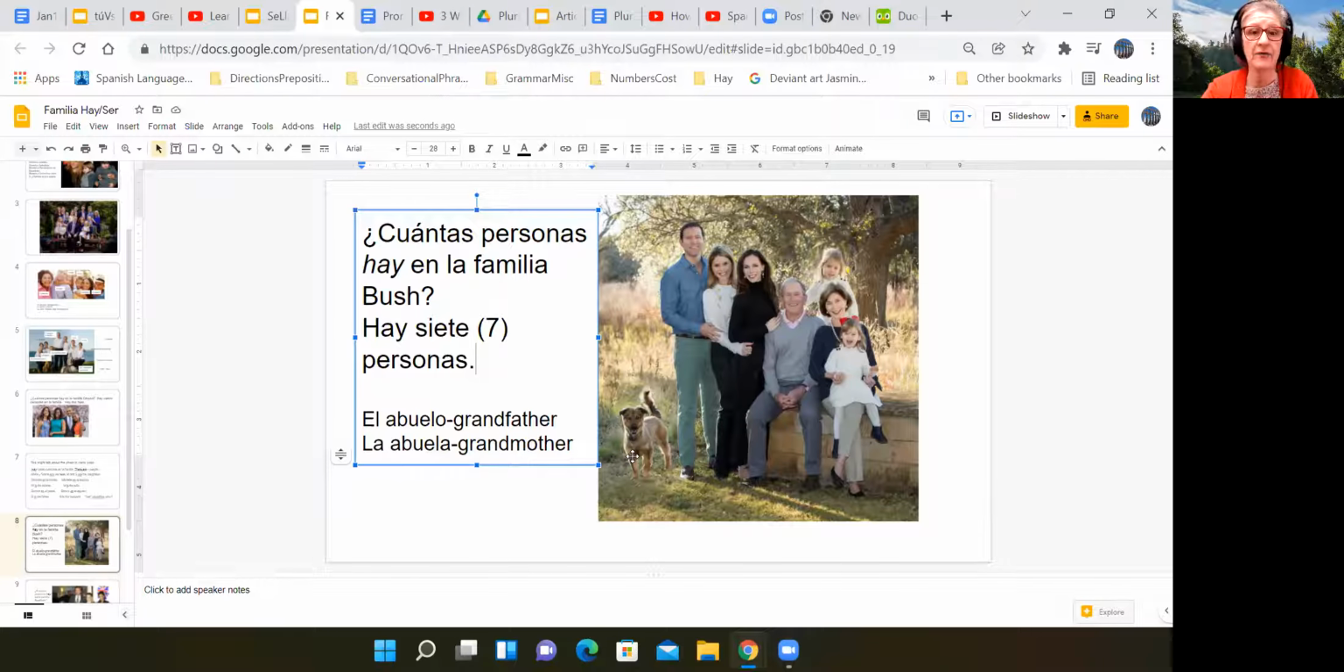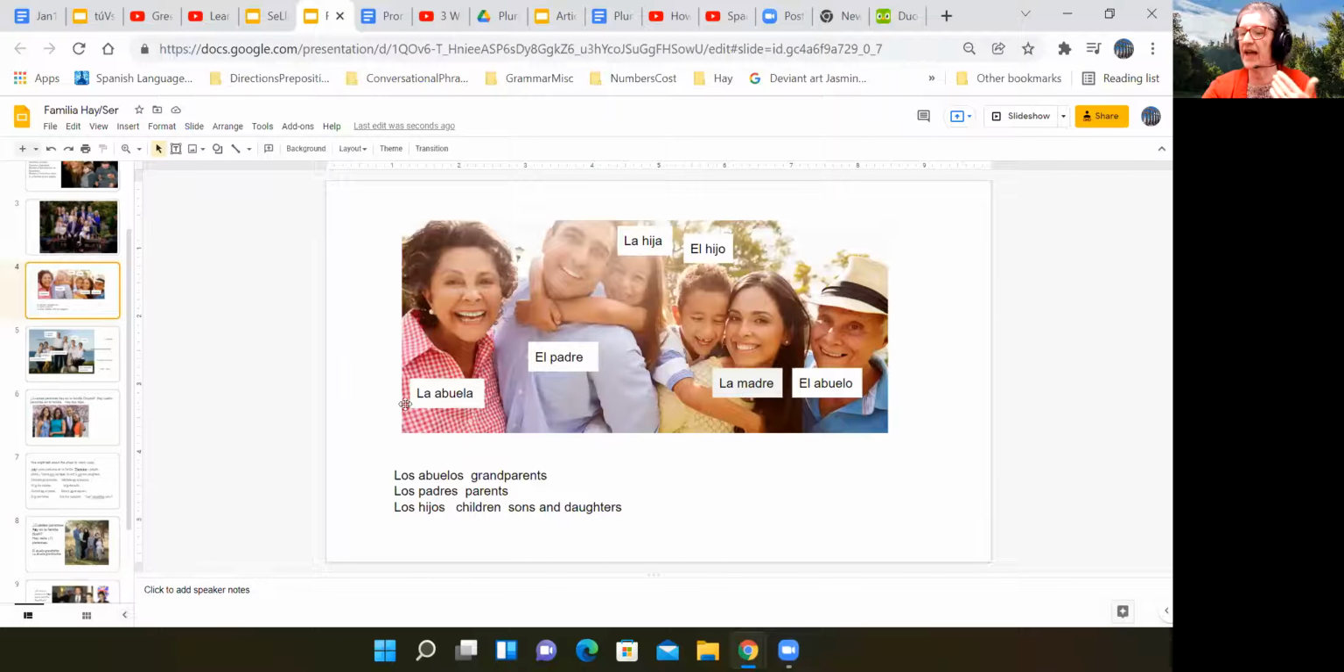Y 8, hay un perro. Hay un perro. Entonces quizás 8, maybe 8, yeah. Y 2 nietas, 2 grandkids, bien? And we'll come back to that in just a bit again next week, right? But our family relationship, our family vocabulary, la abuela.